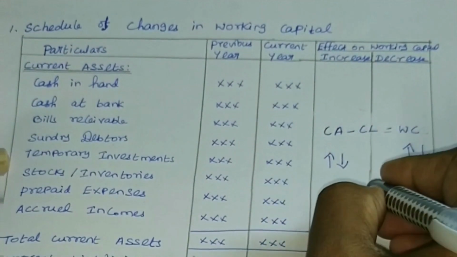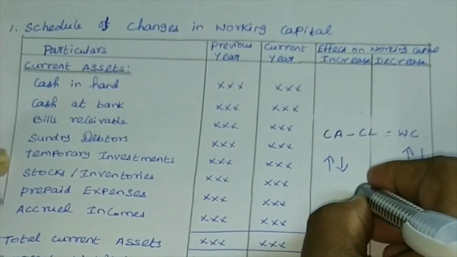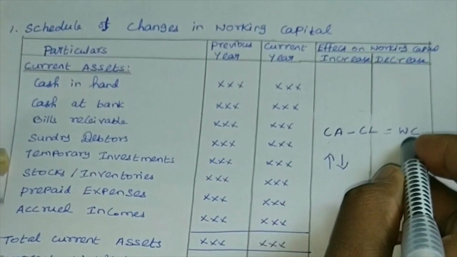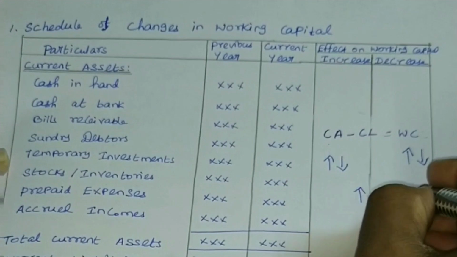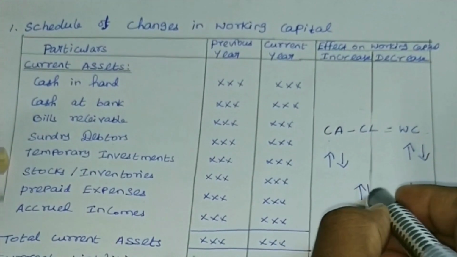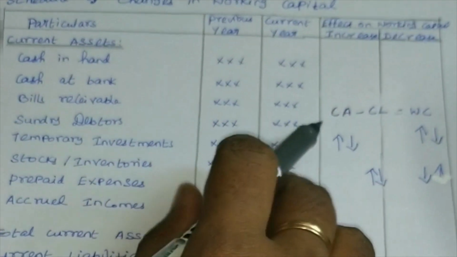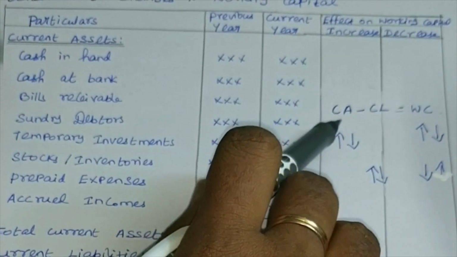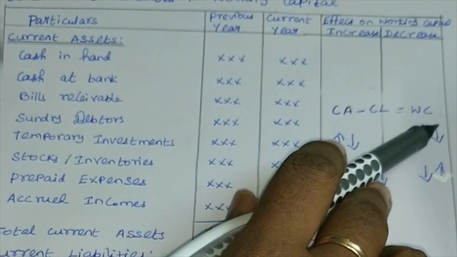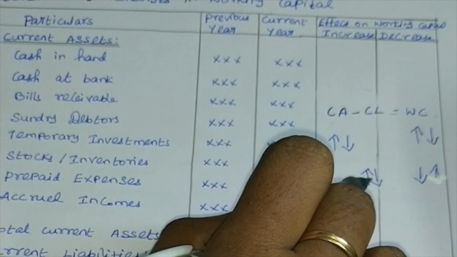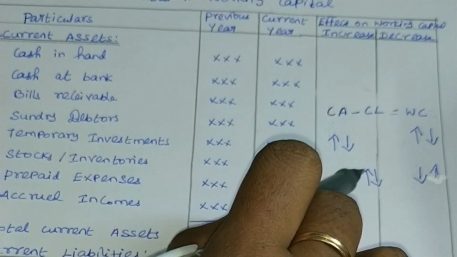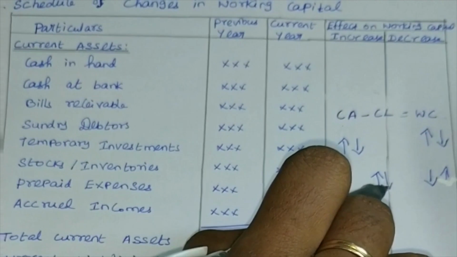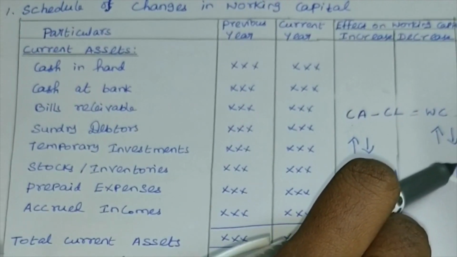But in the reverse case, for current liabilities, if current liabilities increase, the amount is deducted from current assets, so working capital will get reduced. Once again I tell you: if current assets increase, working capital will also increase. If current assets decrease, working capital will also decrease. In the reverse sense, if current liabilities increase, working capital will get reduced. If current liabilities decrease, working capital will increase.